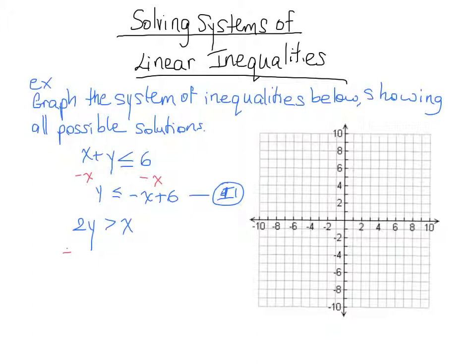All right, and my next one, I just have to divide both sides by 2, and we get that y is greater than a half x, or x over 2. All right, and I'm going to call that inequality 2. So let's make this one first, inequality 1. We're going to start off at the point we know, which is that 6 right here. And our slope is negative 1, so it goes down 1 over 1, down 1 over 1, and it keeps doing that. All right, so we can draw our line.